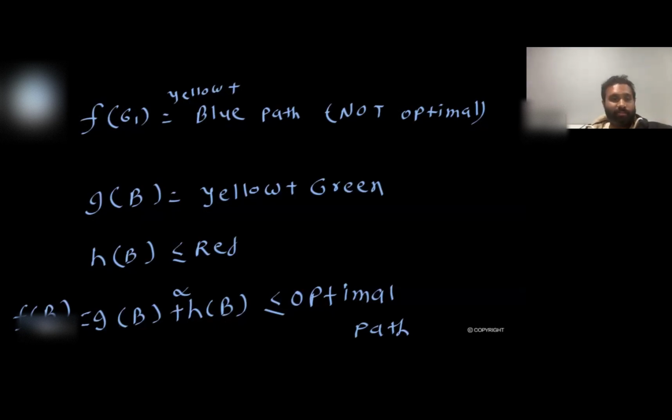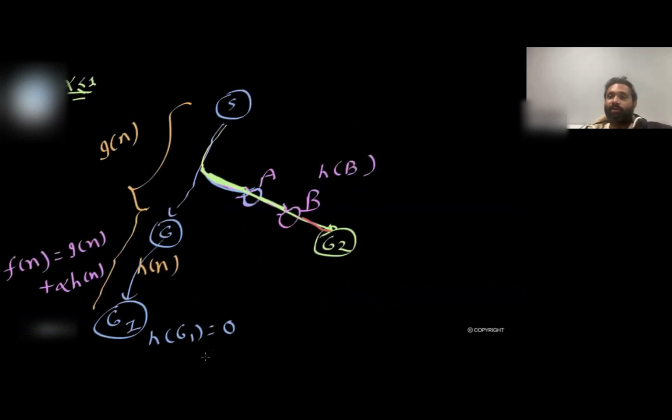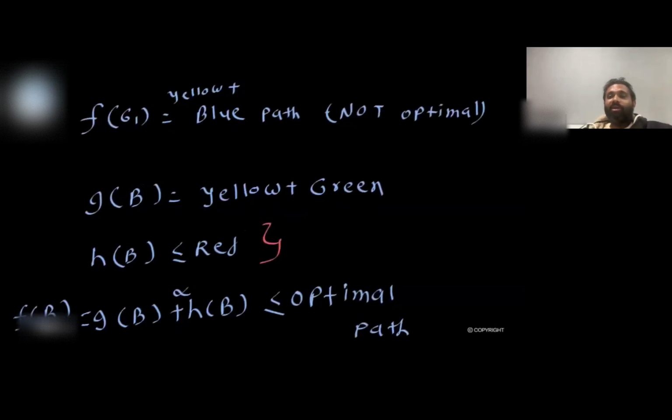Here I have used the concept of admissibility. Please know that HB less than or equal to the red line itself says that the heuristic value of B is less than or equal to the red line. So as long as alpha is less than 1, I'm okay. I still find the optimal path, less than or equal to 1.